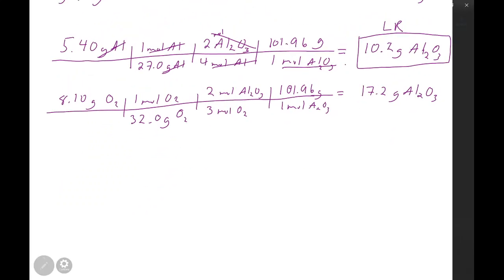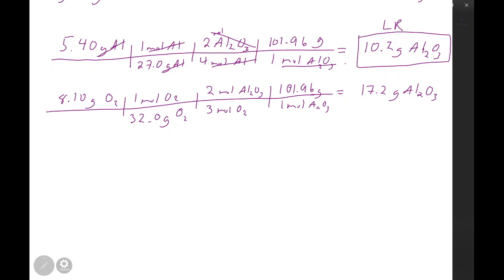So now we want to calculate percent yield based on 4.5 grams of aluminum oxide. This is our actual yield. Remember, this is our theoretical yield, this 10.2. Our actual yield is going to be 4.50 grams of aluminum oxide.